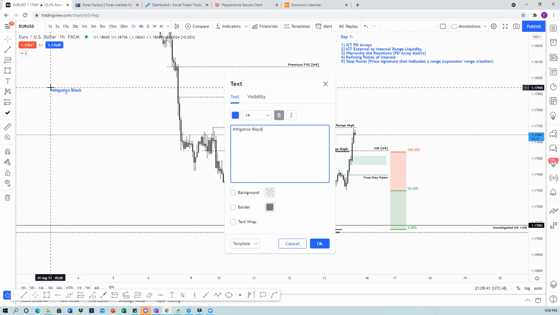Mitigation block, breaker blocks, liquidity voids, which ICT calls CB, and then you have fair value gaps.